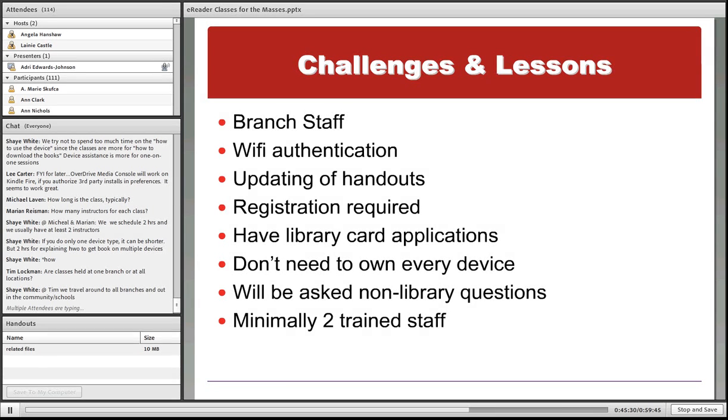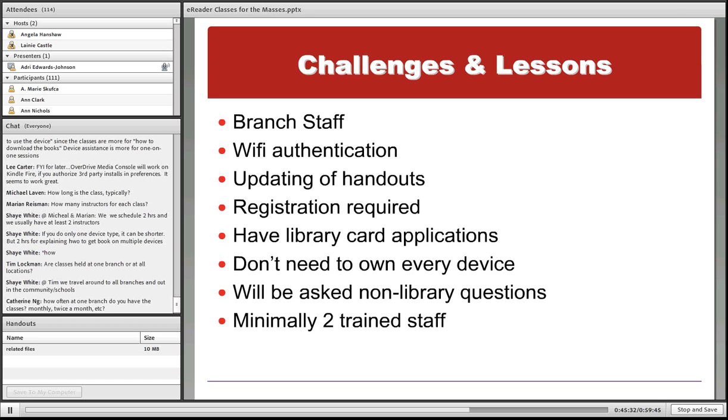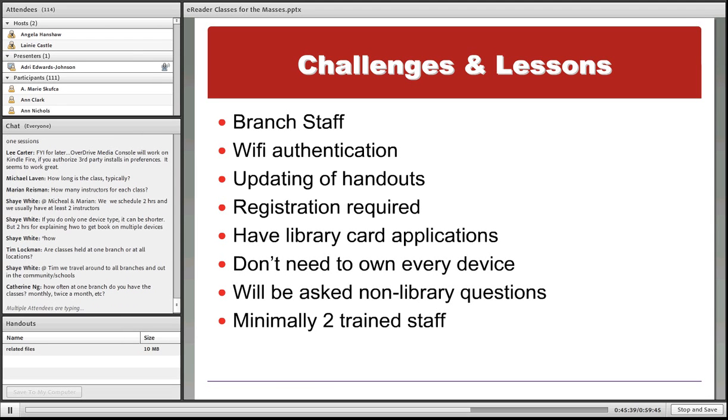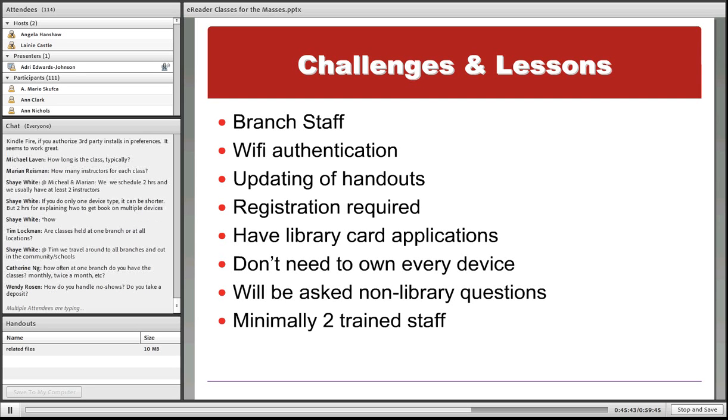Making sure we have library card applications on hand. Initially, we didn't do that, and people would walk out thinking that they couldn't use the service because they didn't have a library card. So we make sure before they leave, every single person knows their PIN and they know that they have a library card.